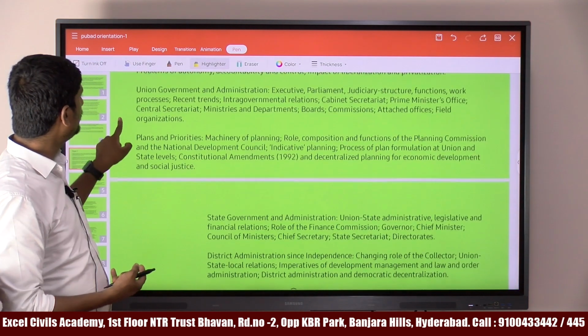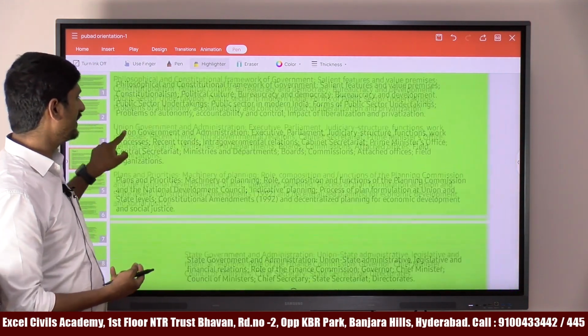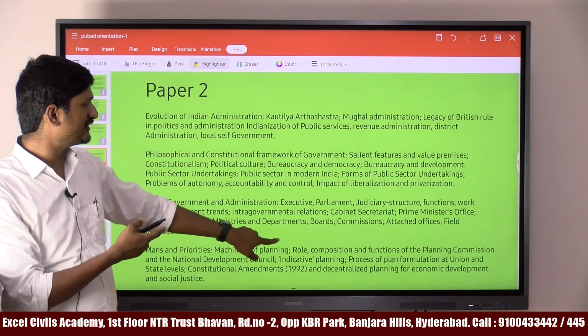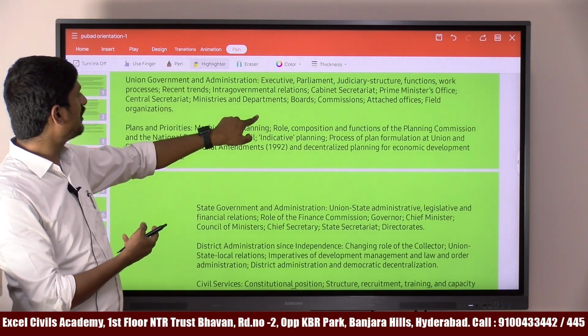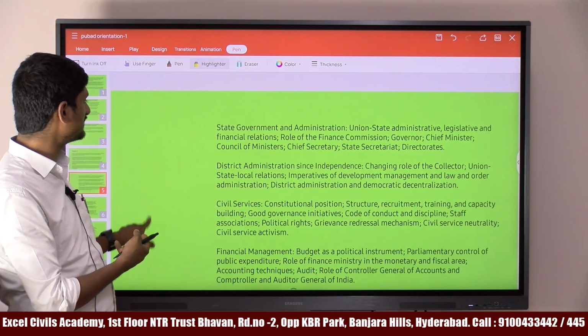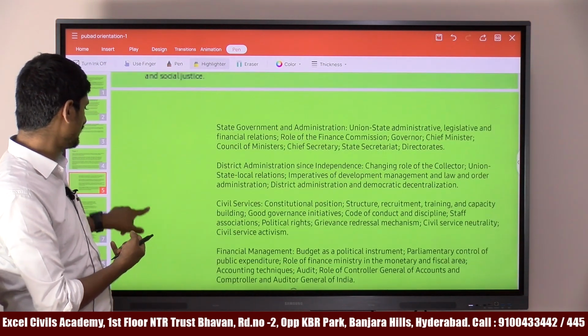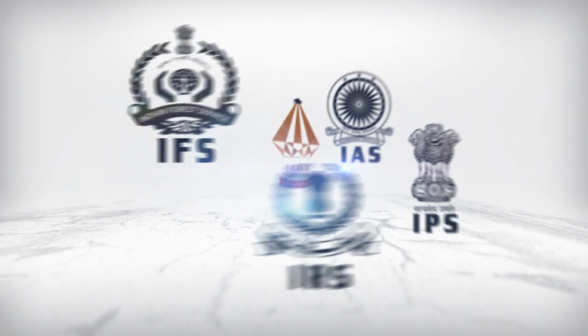And you just look at union government and administration: executive, parliament, judiciary, structure, functions. Okay, recent trends, intra-governmental relations, center-state relations. So we will be studying all these things.